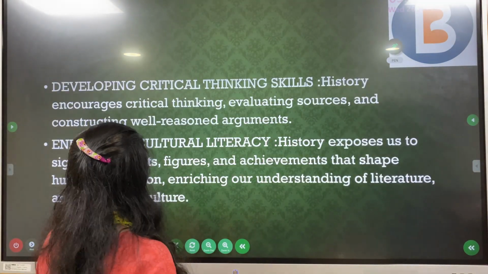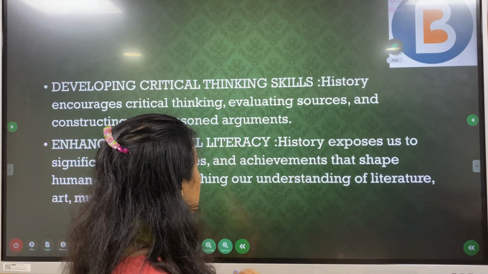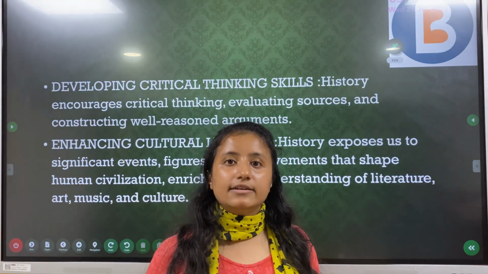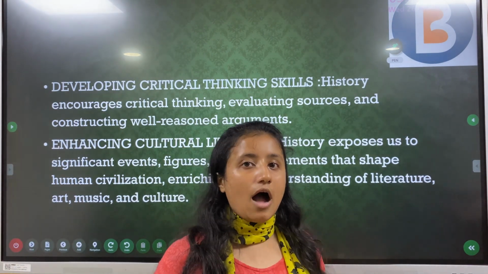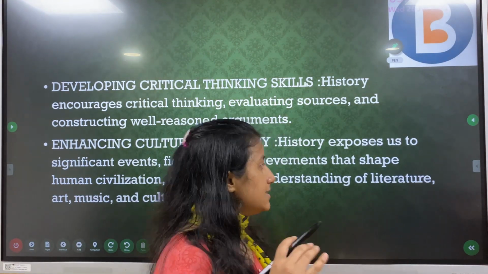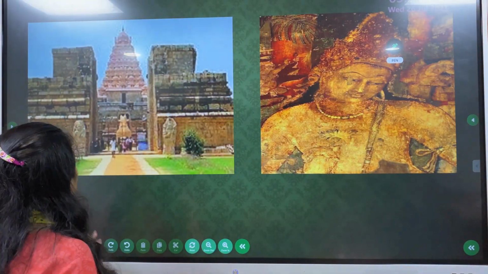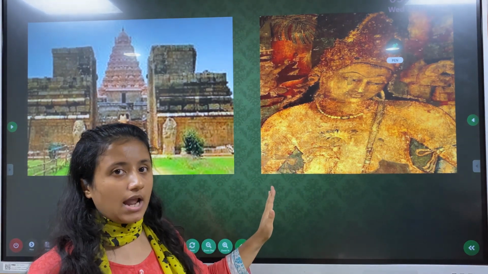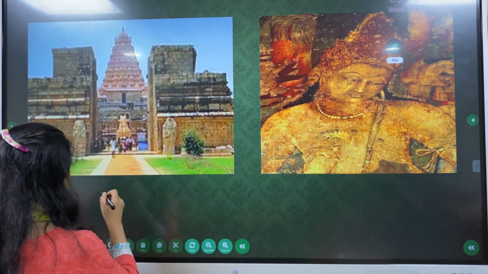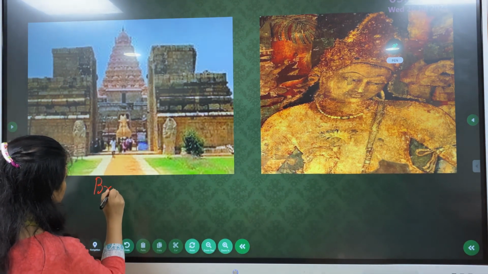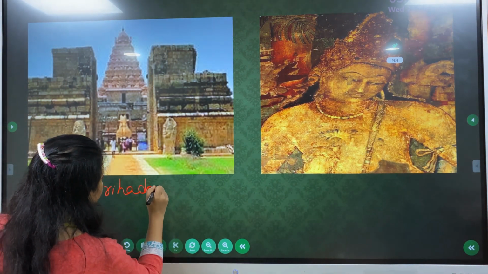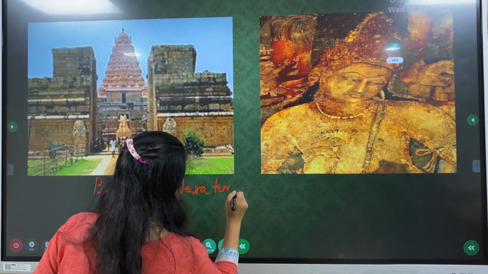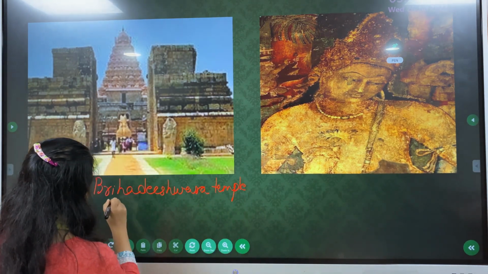Next one, enhancing cultural literacy. So history exposes us to significant events that will help us in understanding our own literature, our culture, our paintings, architecture. Let's understand this better. Pause the video again and think about what these images are. Let's first see the first one. This is the image of Brihadishwara temple in Gangaikonda Cholapuram.